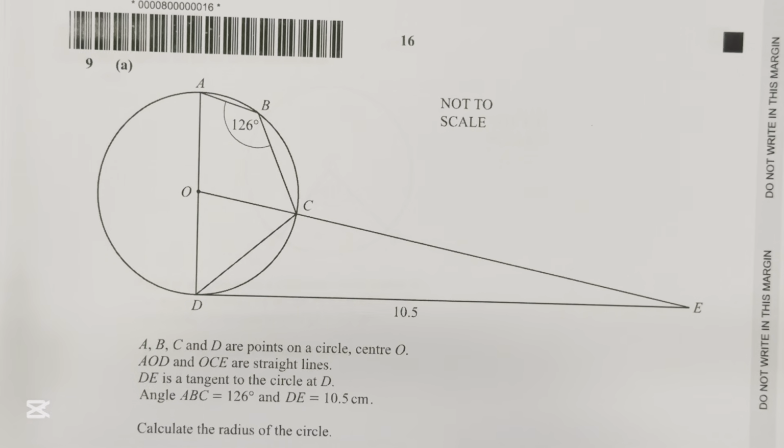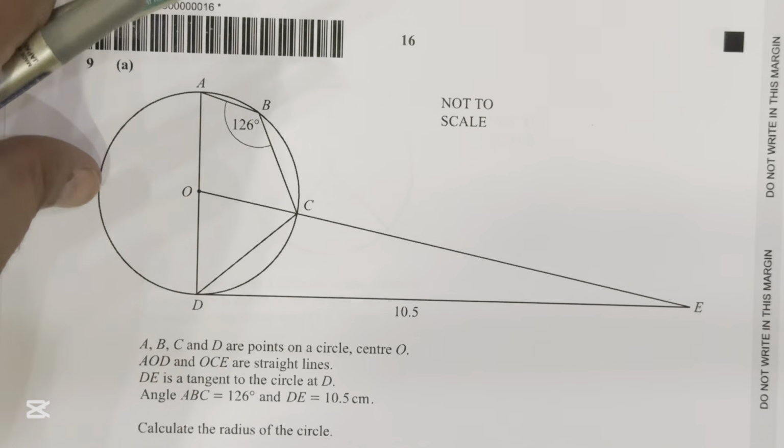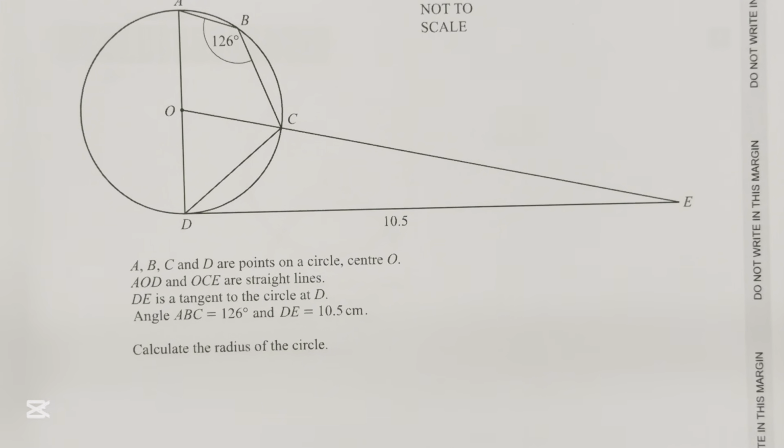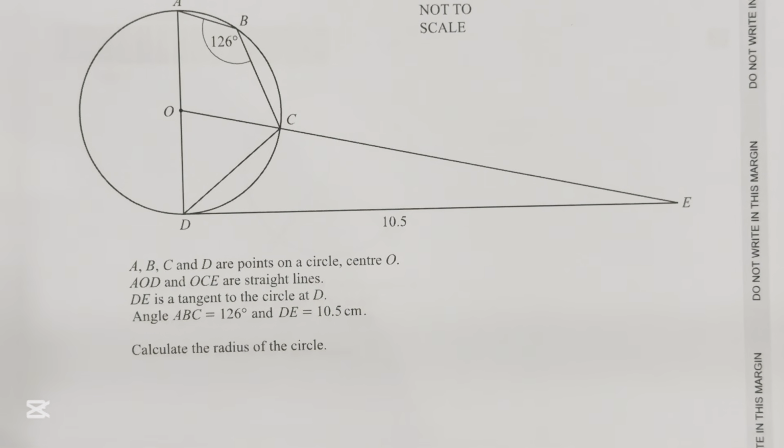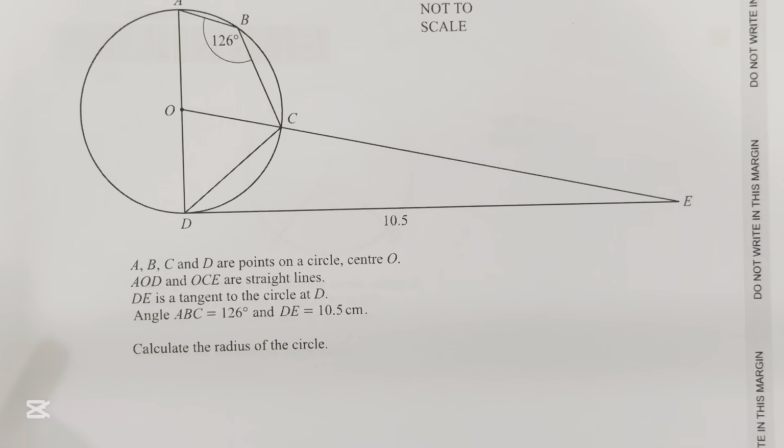Moving to question number 9. Question number 9 is using circle properties. Okay, ABCD are the points on the circle with center at O. AOD and OCE are straight lines. DE is the tangent to the circle at D. Angle ABC is 126 degree. DE is 10.5. Calculate the radius of the circle.